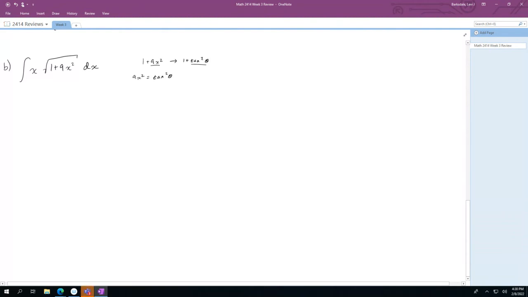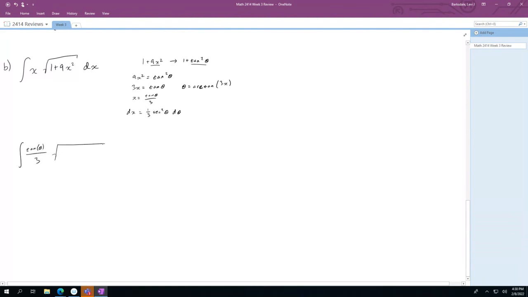So this is the substitution I'm going to use. We take the square root of both sides, we get 3x is equal to tangent theta, or x is equal to tangent theta over 3. So dx is equal to 1/3 secant squared theta d theta. Additionally, I know that theta is equal to the inverse tangent of 3x. So let's go ahead and make our substitutions. We know that our x should become tangent theta over 3.